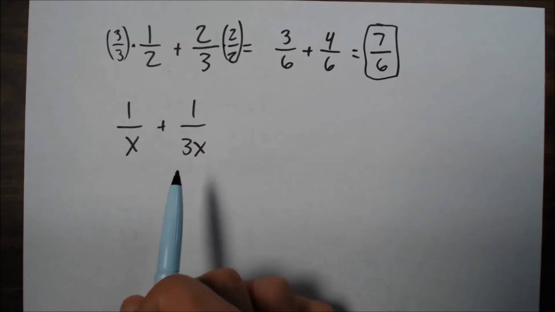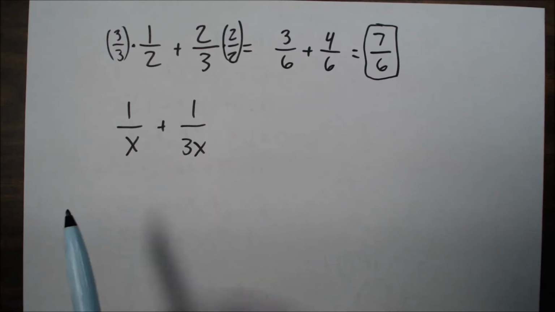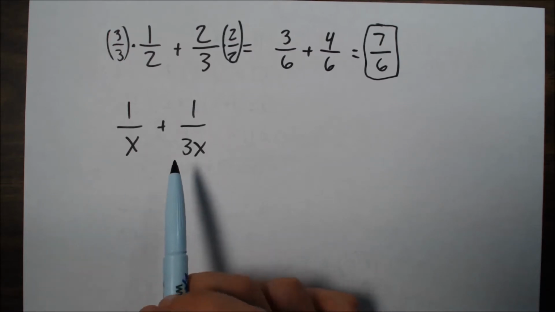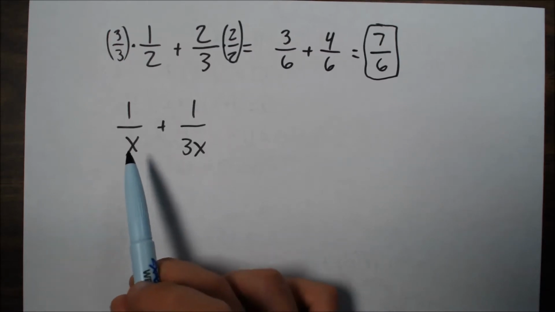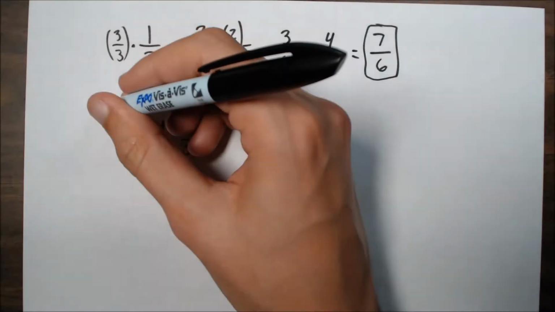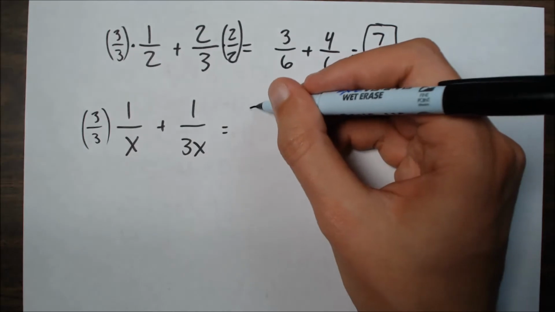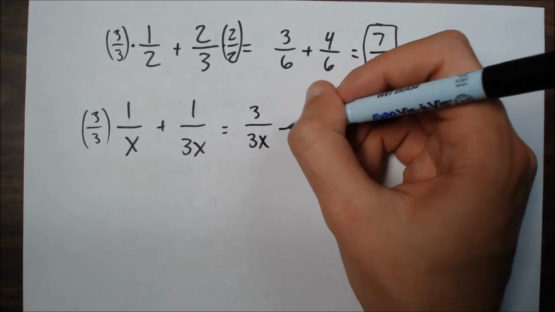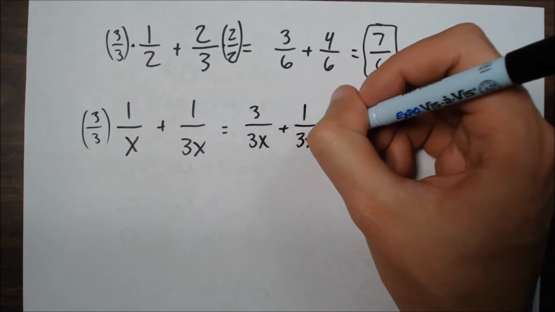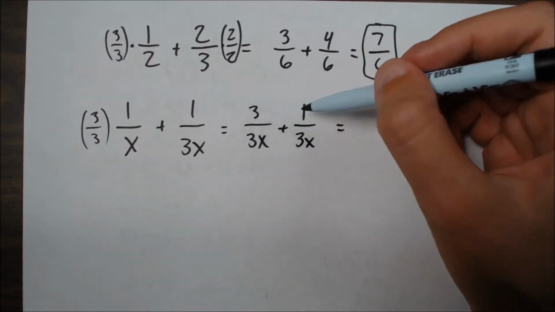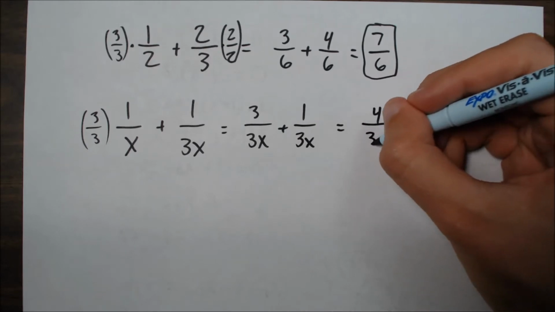So to add these together, we have to get a common denominator. What's the least common multiple of x and 3x? So it turns out 3x is the least common multiple. If I just multiply this by 3, I can make 3x over here. So I'm going to multiply this side by 3. So that's going to give me 3 over 3x plus 1 over 3x. Now that I've got a common denominator, I can just add the top. 3 plus 1 is 4 over 3x.